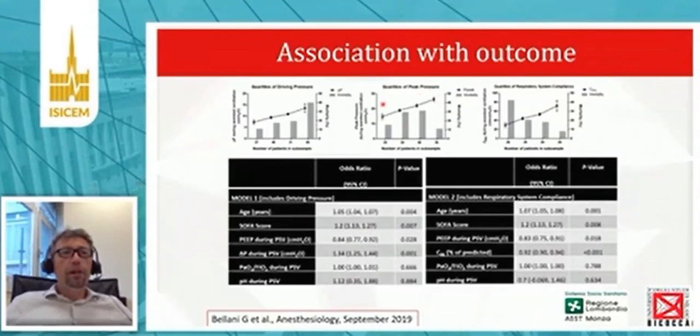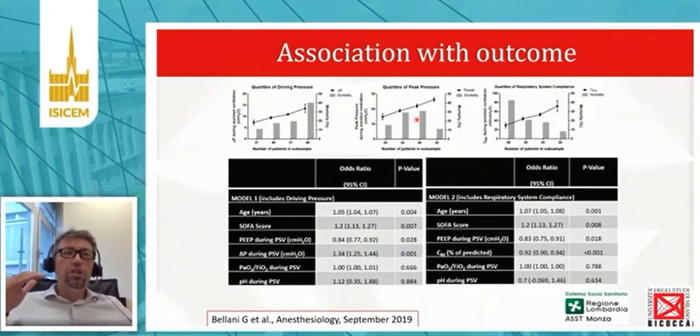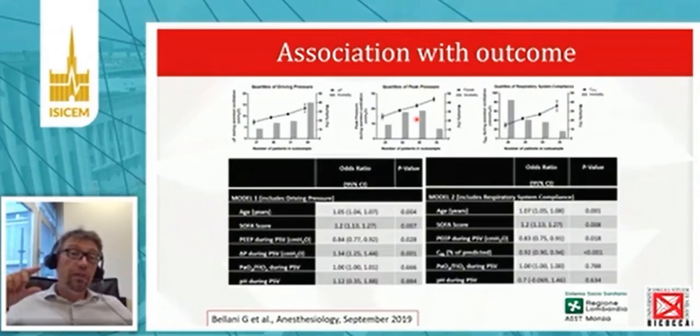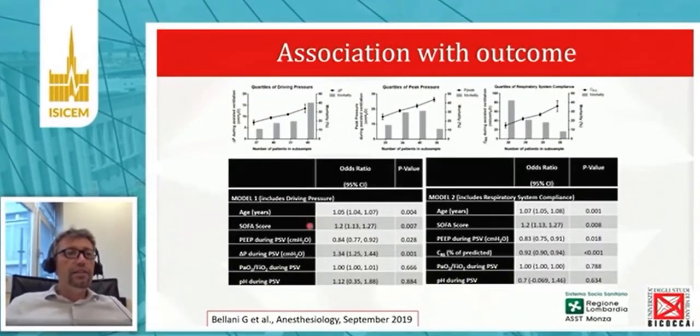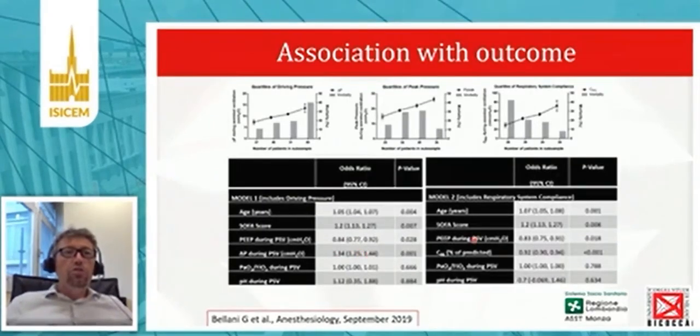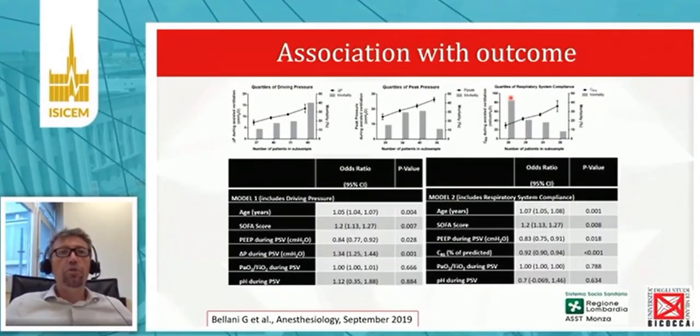This relationship is not present at all for peak inspiratory pressure, because as I said to you before, peak inspiratory pressure is just looking at what the ventilator is doing, but the entire pressure that the lung sees is the driving pressure. And in this multivariate analysis, driving pressure was independently associated with outcome. At the same time, we also looked at compliance, and of course, compliance and driving pressure are tightly related. And we have shown that for decreasing values of compliance, mortality also increases.